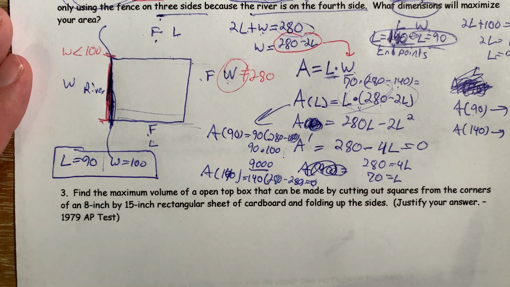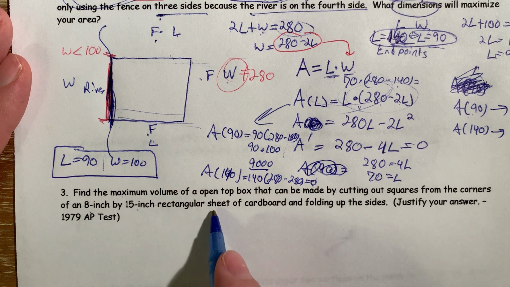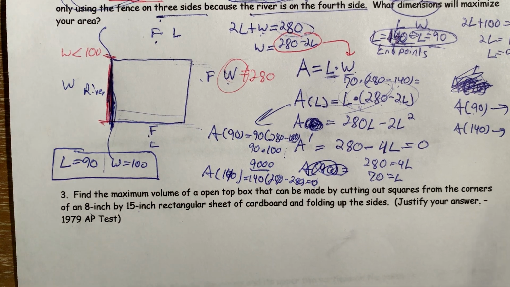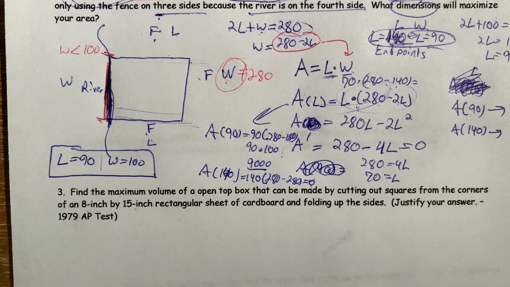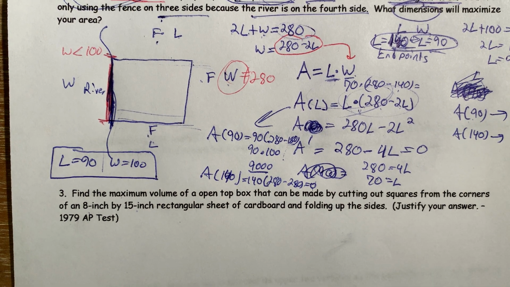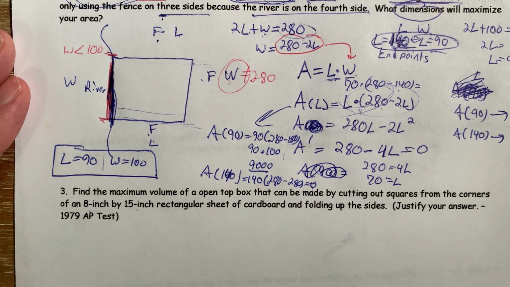Find the maximum volume of an open top box that can be made by cutting out squares from the corners of an 8-inch by 15-inch rectangular sheet of cardboard and folding up the sides. I want you to pause for just a second and try to draw a picture of what they are talking about. You need to be able to read this and understand what is happening. It is literally the hardest part of this problem, reading it and setting up the problem. After that, it's not too bad.